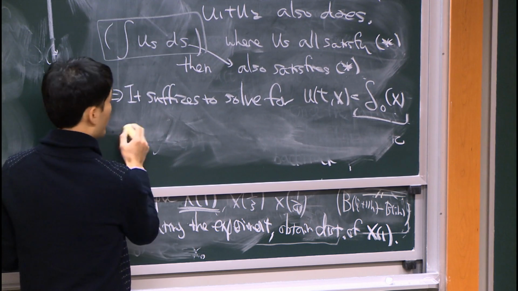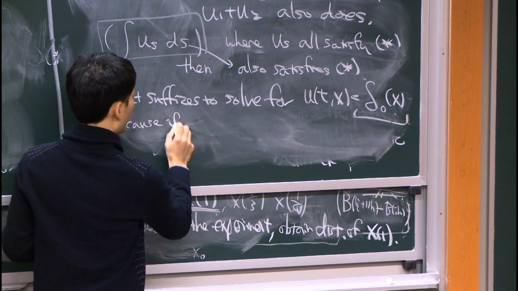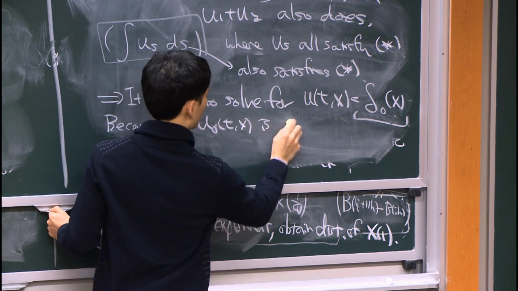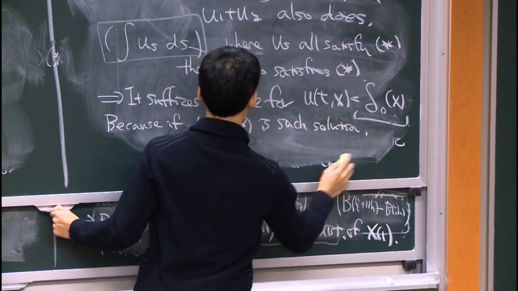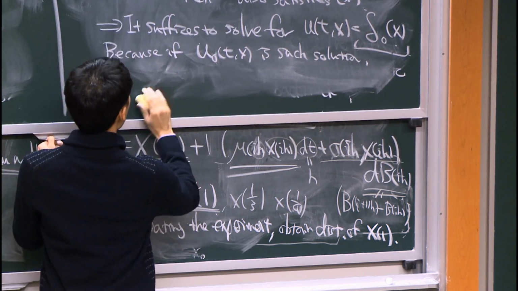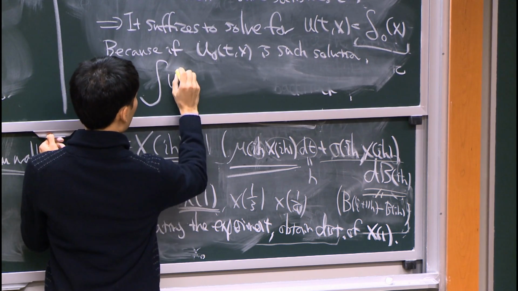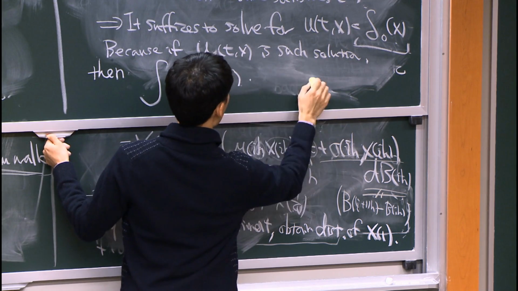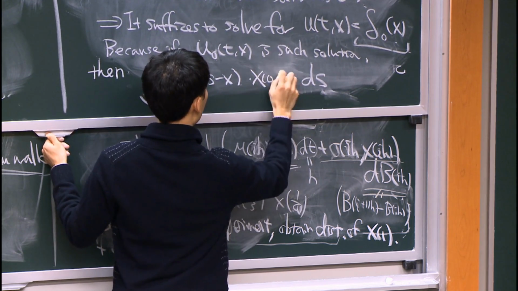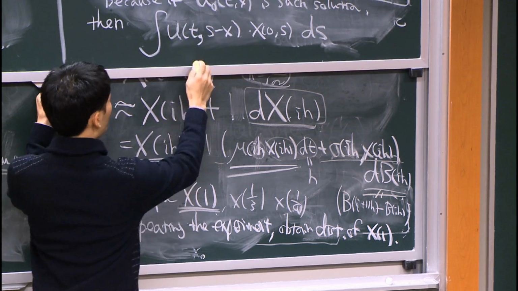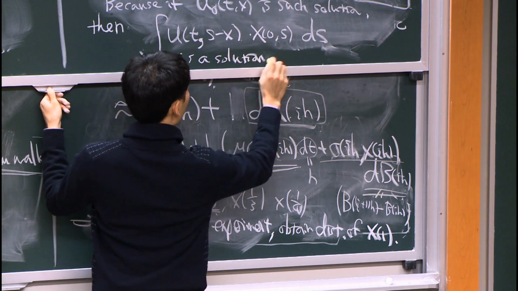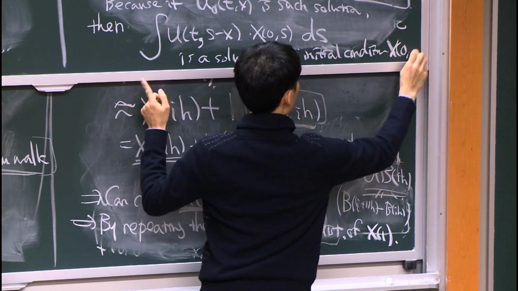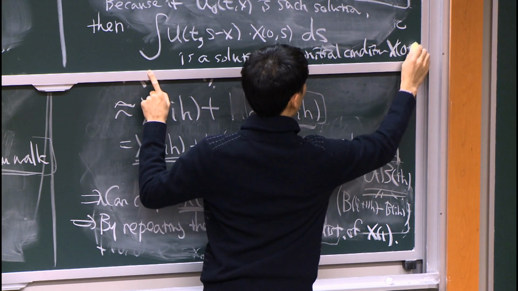Why is that? Because if u_s(t, x) is such a solution, then the integration of u(t, s - x) is a solution with initial condition u_0(x). What is it?